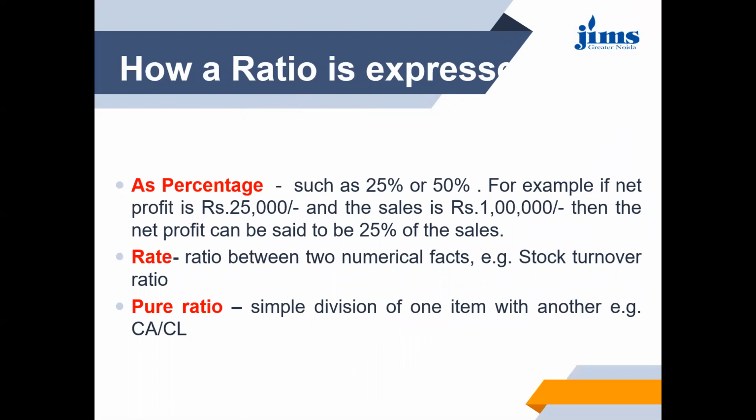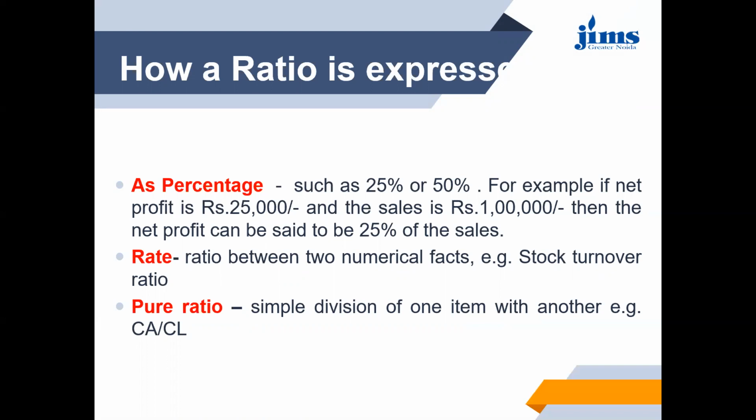Now, ratios can be expressed generally in three ways. One, in a percentage form, like we can show the relationship of profit with sales. So, for example, if the profit is 25,000 and sales for the company is 1 lakh, we can divide the profit by sales into 100. So, we'll get that the net profit is 25% of the sales. So, ratio can be expressed in percentage form.